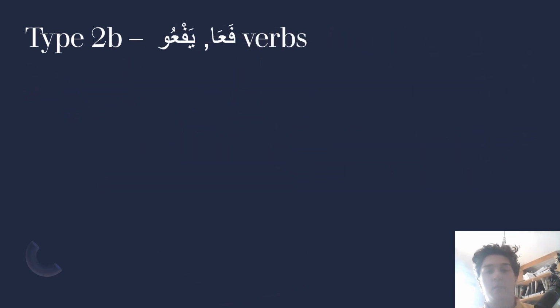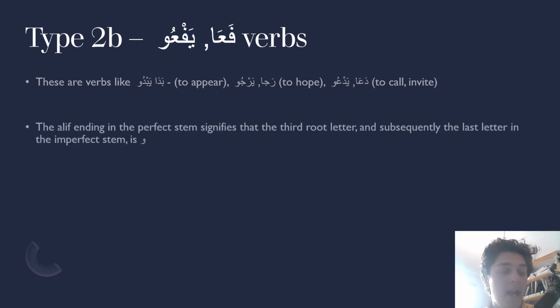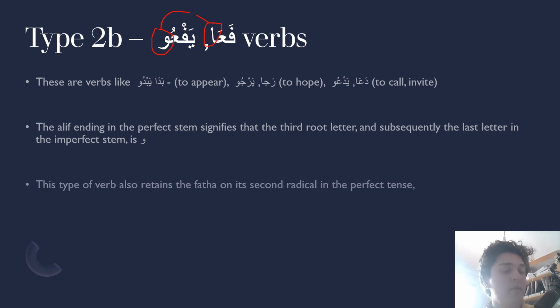Type 2b, which are fa'a, yaf'u verbs. These are verbs like bada yabdu, raja yarju, and da'a yad'u. The alif ending in the perfect stem signifies that the third root letter, and subsequently the last letter in the imperfect stem, is u. So this alif signifies that the third root letter in the imperfect stem would be a waw. This type of verb retains the fatha on its second radical in the perfect tense, but not in the imperfect tense.